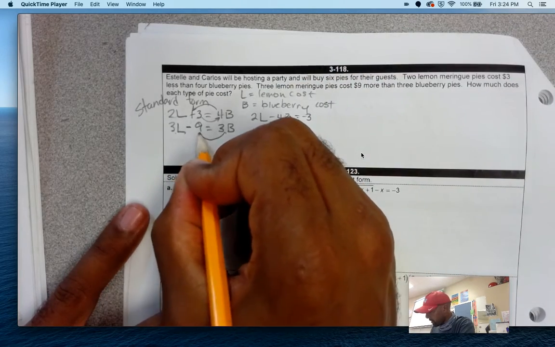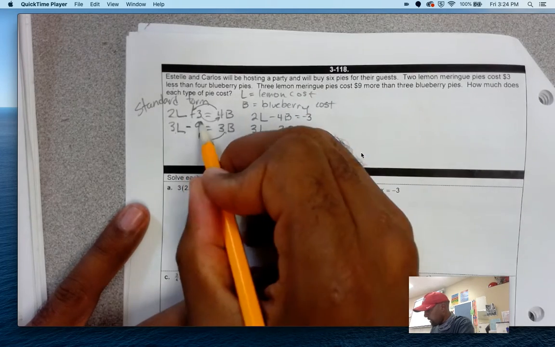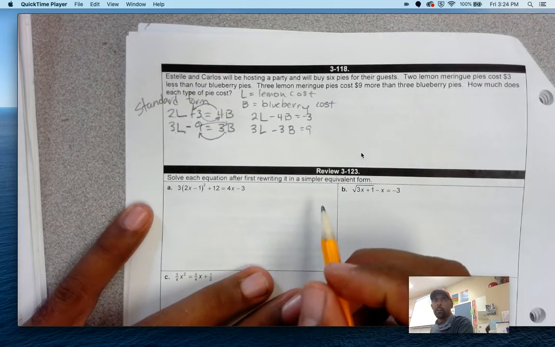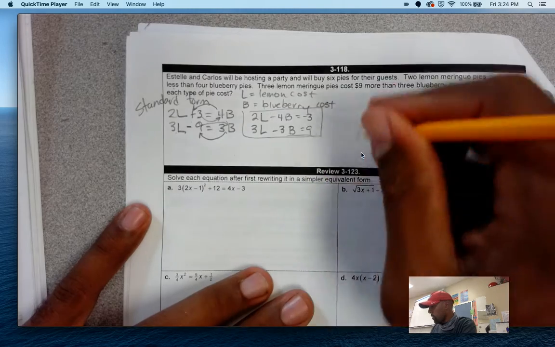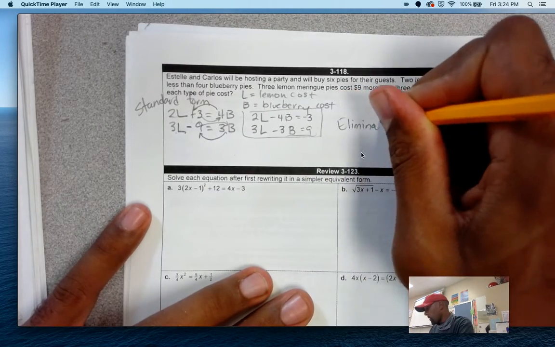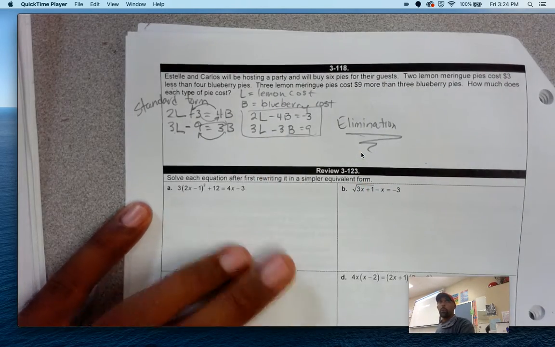Then I'll do the same thing here. Move this here. So now 3L minus 3B. And then move this here. So now that becomes plus 9. I just switched the sign. And now notice I've got 2 equations in standard form. Use elimination to solve them and figure out the cost of the lemon and the blueberry pie.